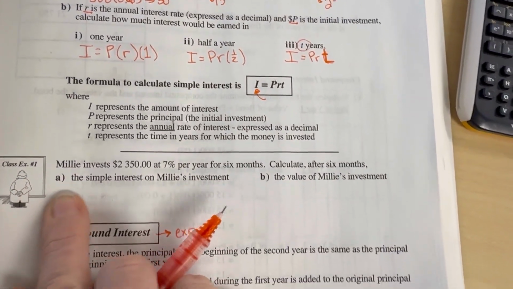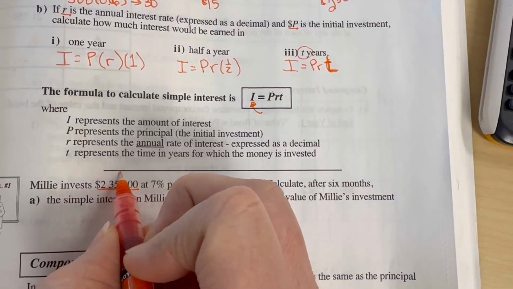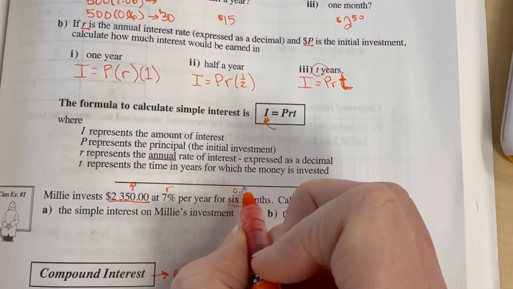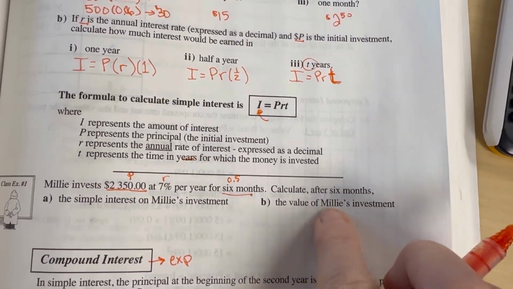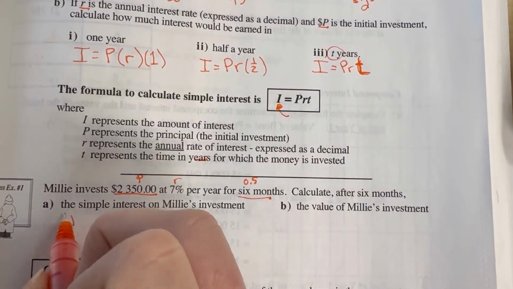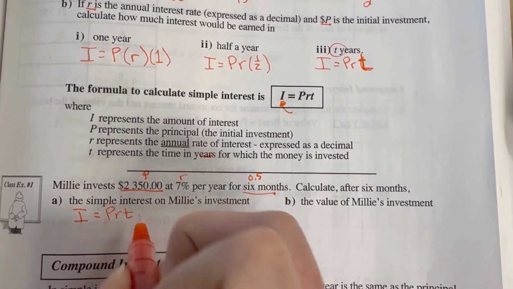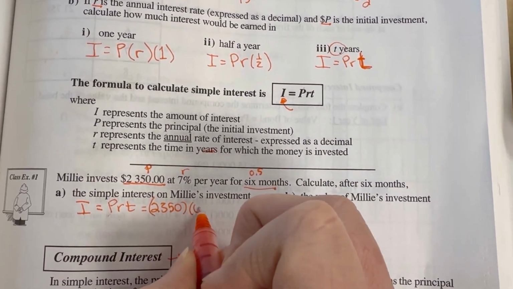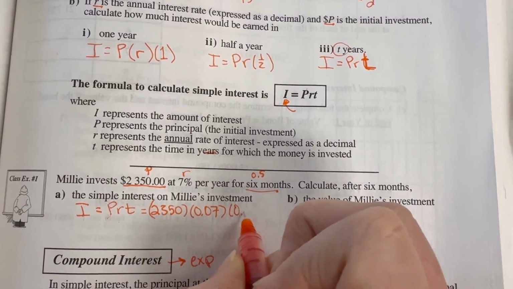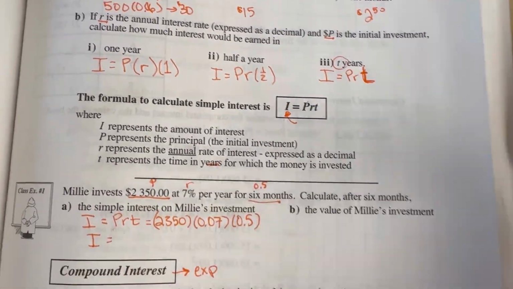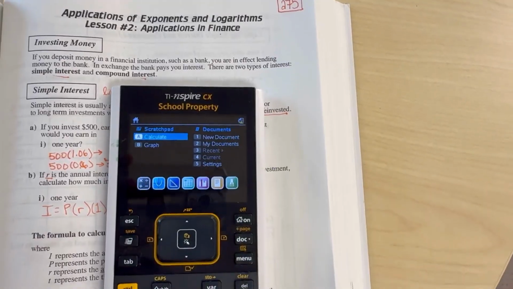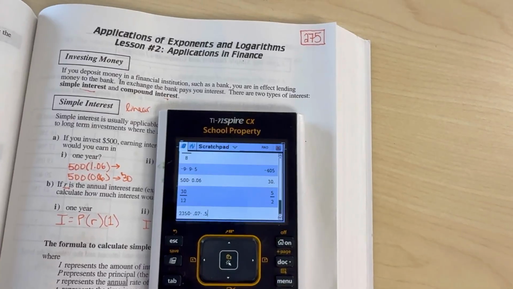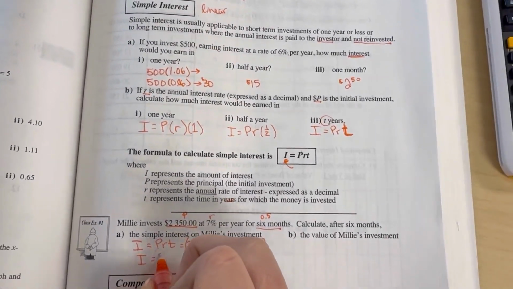Okay, so class example 1, Millie invests, so we've got that's our principal. There's our rate, and then our 6 months, so that's going to be half a year, right? Because T is in years. Calculate after 6 months. So then the simple interest, okay, so always put down your formula first. Okay, 2,350, okay, 0.07, and then half, okay? And then you just have to substitute that all in. So 2350 times 0.07 times 0.5 gives us $82.25.